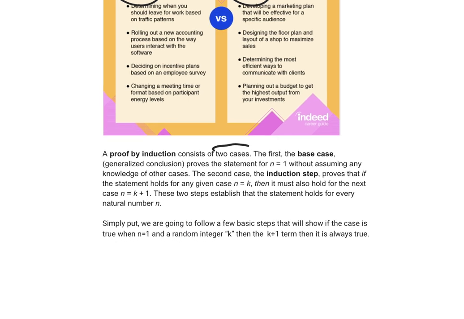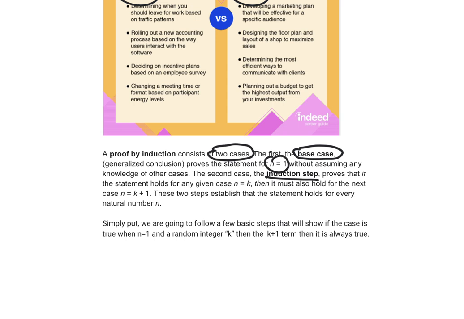And it consists of two cases. The first case is the base case, where we're making an observation that says that the case is true when n equals 1 without assuming any knowledge of anything else. The second case is the induction step, and it proves that if it's true for the specific case that we just looked at when n equals 1, then it must be true for everything else. It must hold true for the next. If we're looking at patterns, if we see 2, 4, 6, we can use inductive reasoning to get to 8, 10, 12.